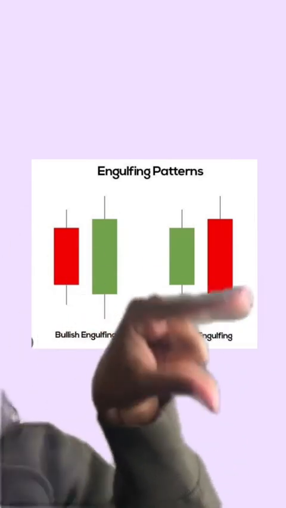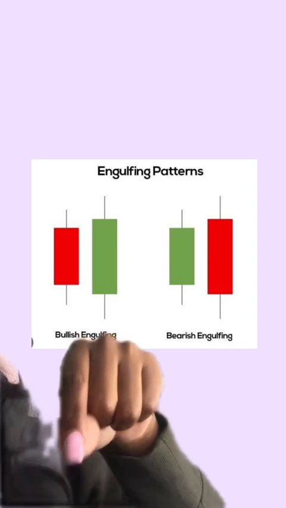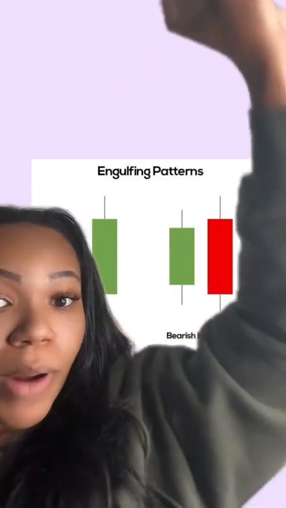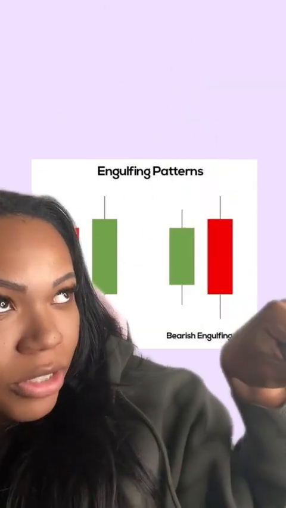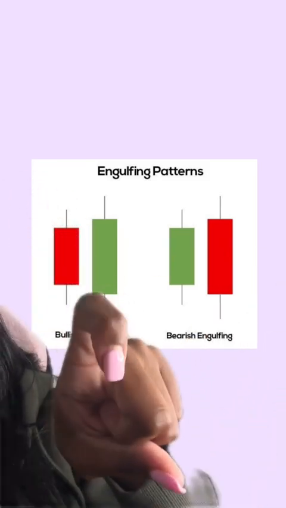This candlestick right here completely engulfs this candle, and this candlestick right here completely engulfs that candle. If you see a bullish engulfing, your entry is going to be in the next candle. You're taking calls. Price is going up, right? If you see a bearish engulfing, next candlestick, you're taking puts. Price is going down.